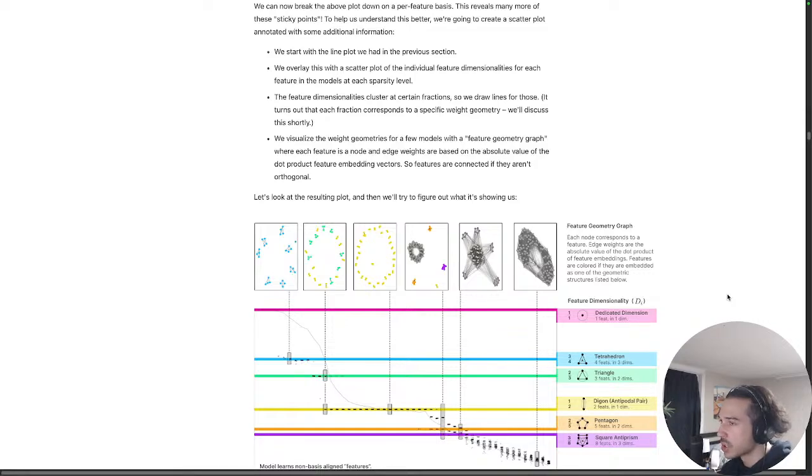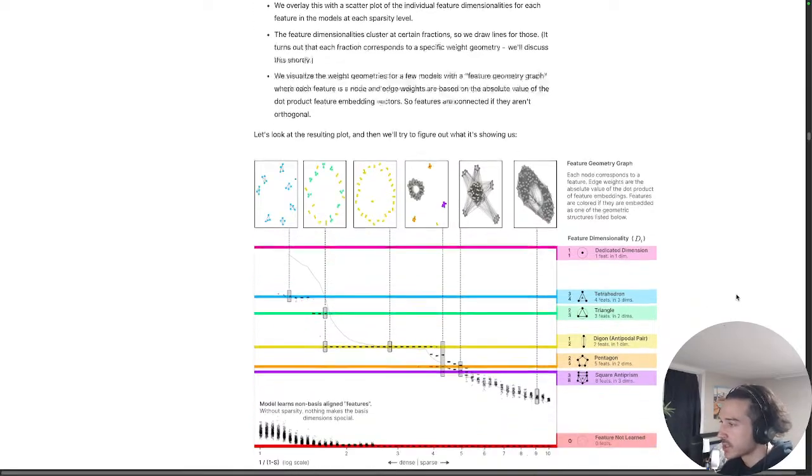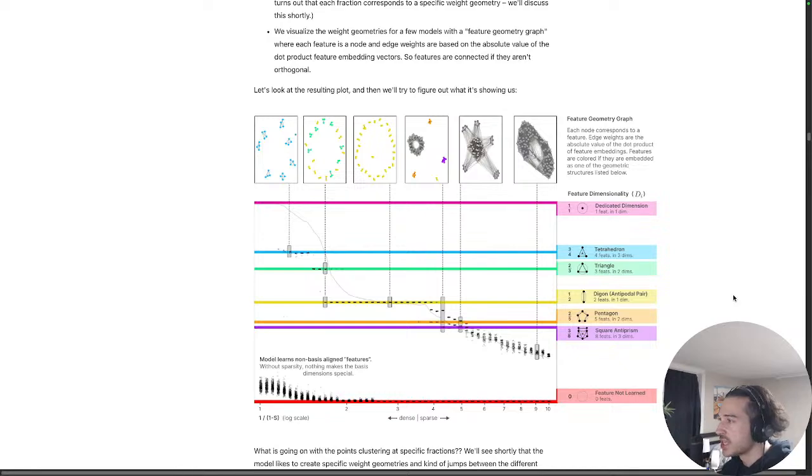We'll discuss this shortly. We visualize the weight geometries for a few models with a feature geometry graph, where each feature is a node and edge weights are based on the absolute value of the dot product of feature embedding vectors, so features are connected if they aren't orthogonal. Let's look at the resulting plot, and then we'll try to figure out what it's showing us. So feature geometry: each node corresponds to a feature. Edge weights are the absolute value of the dot product of feature embeddings. Features are colored if they are embedded as one of the geometric structures listed below.